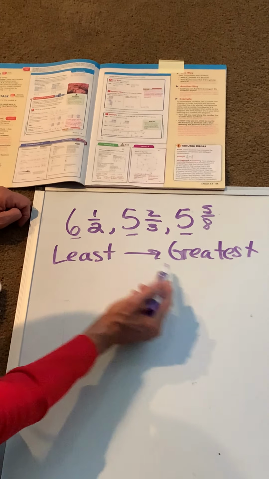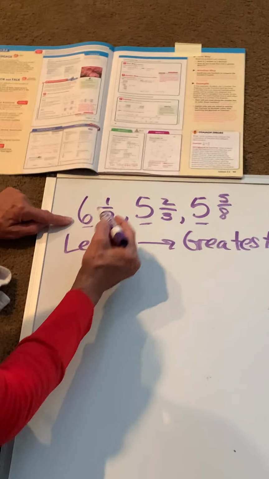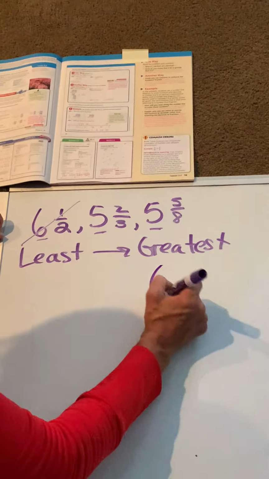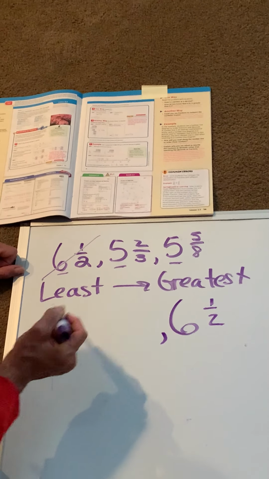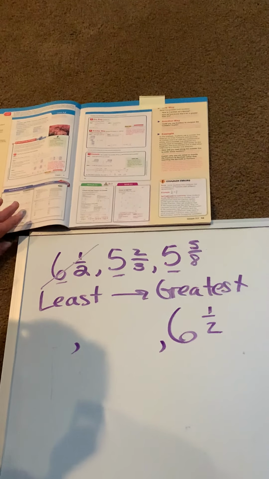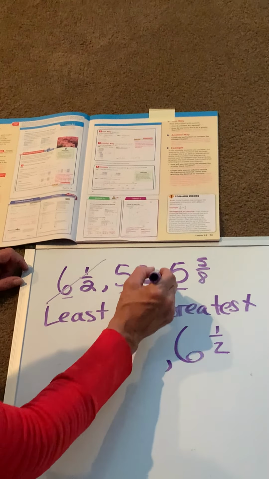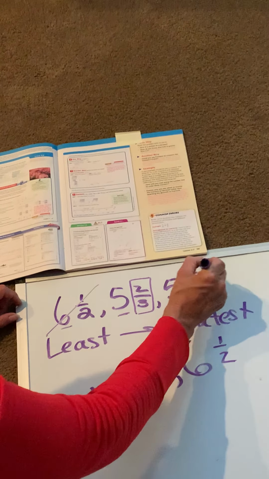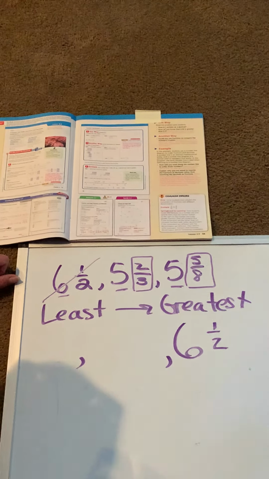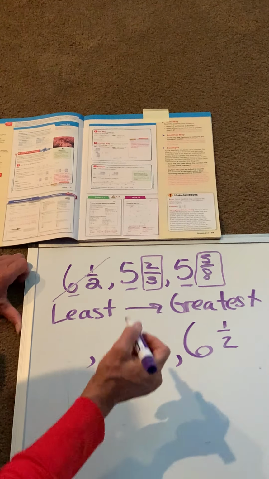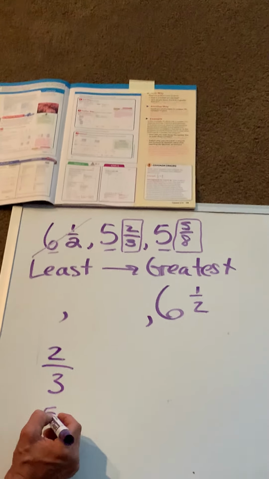6 1/2 is obviously going to be your greatest fraction because your whole number is 6. Okay, so we're done with that. That's your greatest. Okay, so now we just have to deal with 5 2/3 and 5 5/8. What they're asking you to do here is to compare the fractions of 2/3 and 5/8 because the whole number is the same. So we are going to compare 2/3 and 5/8.